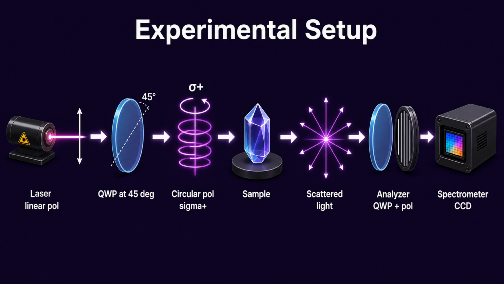Here's the experimental setup for circularly polarized Raman spectroscopy. A laser source produces linearly polarized light. A quarter wave plate oriented at 45 degrees converts this to circular polarization, either sigma plus or sigma minus, depending on the fast axis orientation. The circularly polarized light hits the sample, and scattered light passes through an analyzer system consisting of another quarter wave plate and linear polarizer. Finally, the signal reaches the spectrometer and CCD detector.